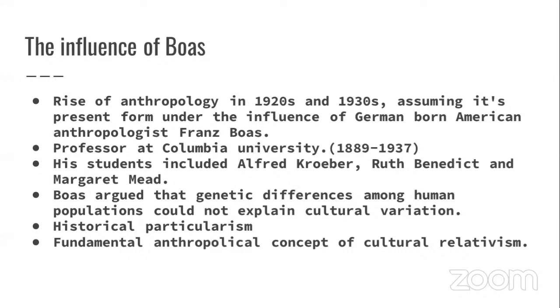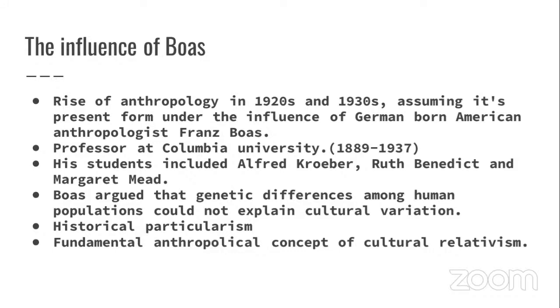Boas argued that the genetic differences among human populations could not explain cultural variation. So Boas was one of the major critics of the past theories that were given by the anthropologists before him. He criticized that the differences in human beings and genetics cannot explain the cultural variation.